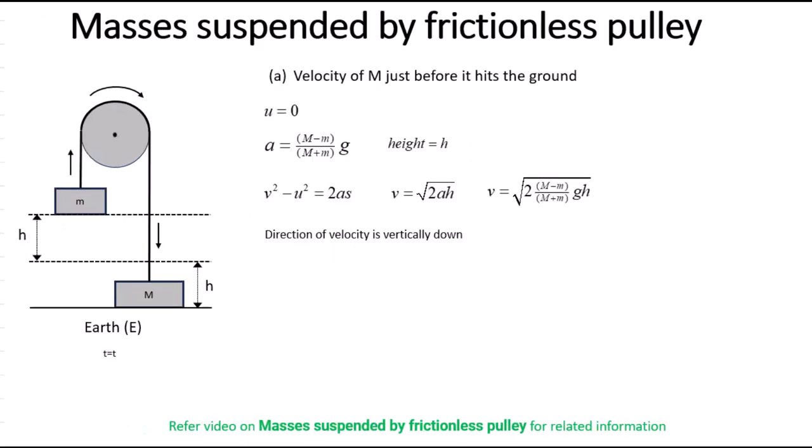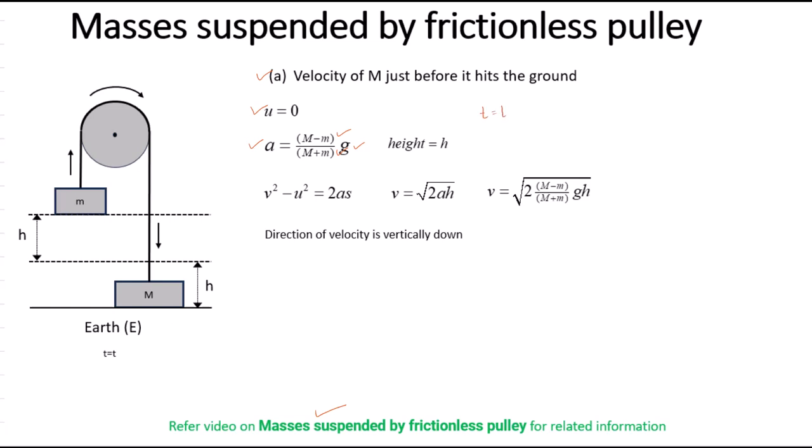So coming to the first part, regarding the velocity of the bigger object just before it hits the ground. The initial velocity u with which the object started is 0, because as I explained, both the objects are at rest at time t equal to 0. And regarding the acceleration, I have covered in my previous video, masses suspended by a frictionless pulley, wherein I have done the derivation for acceleration, and that is the difference of the masses divided by the sum of the masses times g.